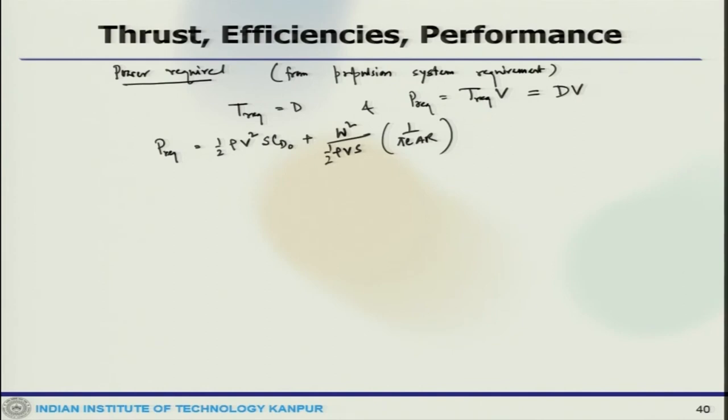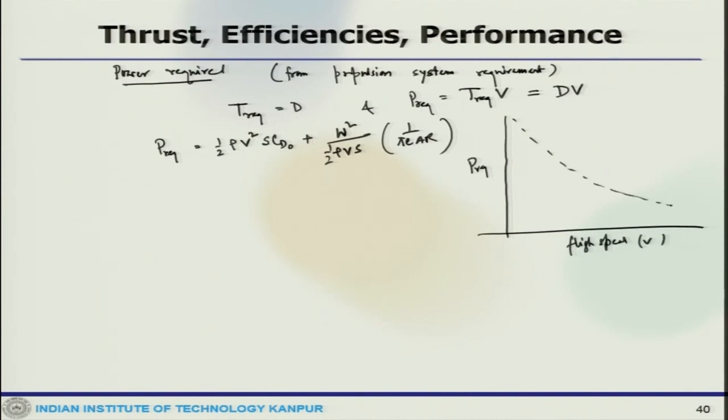So, again if you look at it, this is the flight speed V and this is the power required, P required. This term goes like V cube, and this term is 1 by V. So, my power required would lie like this. This is my actual P required. This is a typical power required curve for an aircraft.